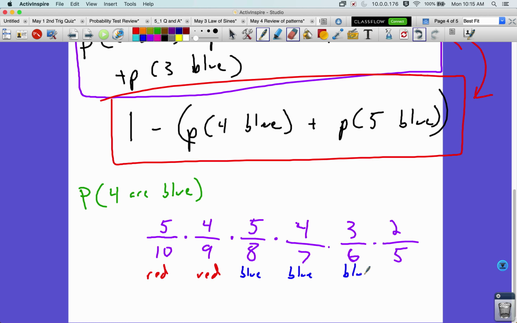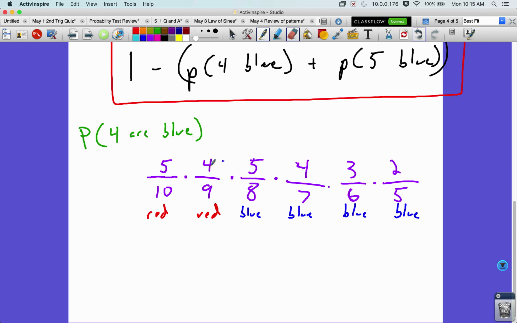Blue, blue, blue, blue. All right. So this here will, if I multiply this out, give us the exact probability that we shoot off 2 reds and then 4 blues. But this could have happened in a different order.